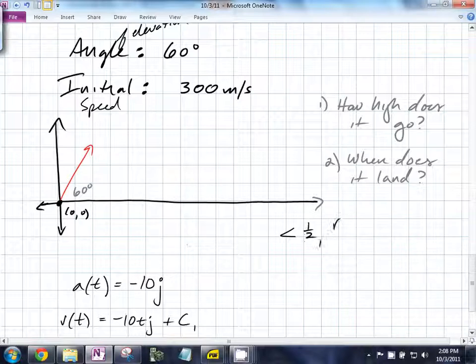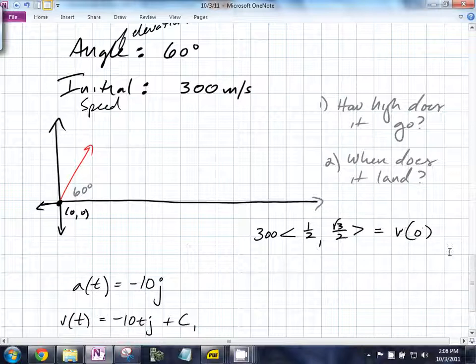Couldn't we just say times what? Times 300, the number that was given, yes. Okay, so what does that represent right there? That's the initial velocity, v of 0, right?